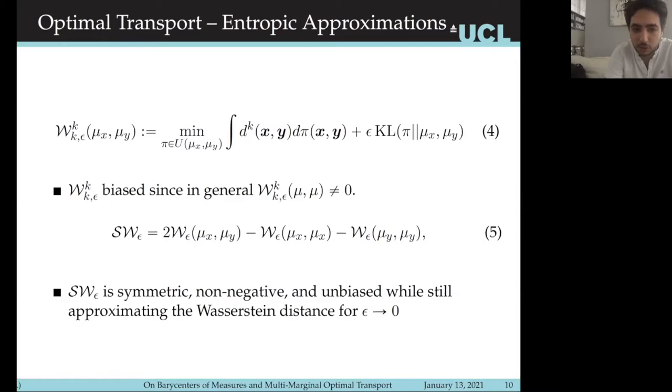The problem is that this penalty introduces a bias. So it's not a distance anymore, and there are issues with that. And so then other people proposed the Sinkhorn divergence, which debiases it and has better metric properties. So it's an actual divergence. And these objects are mostly used in practice because they have way better computational complexity.